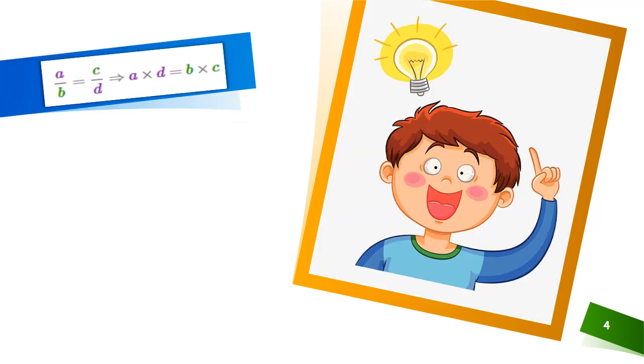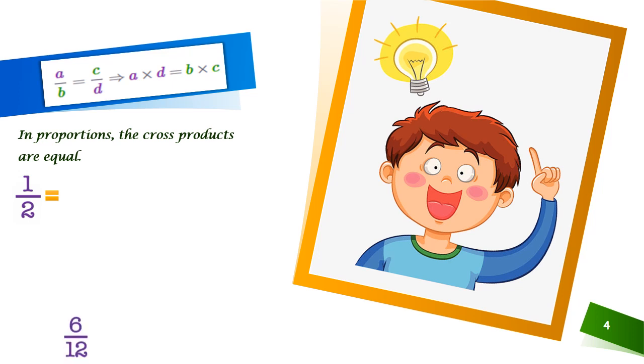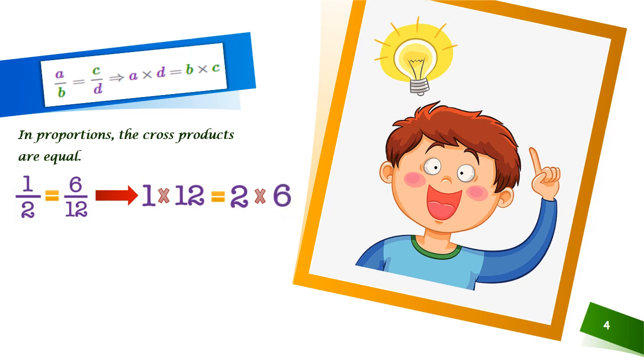Okay, let us look at this formula. If A to B is equal to C to D, this means that A times D is equal to B times C. In proportions, the cross products are equal. So 1 to 2 is equal to 6 to 12. So that means 1 times 12 is equal to 2 times 6. When we look at this, 1 times 12 equals 12 and 2 times 6 equals 12.